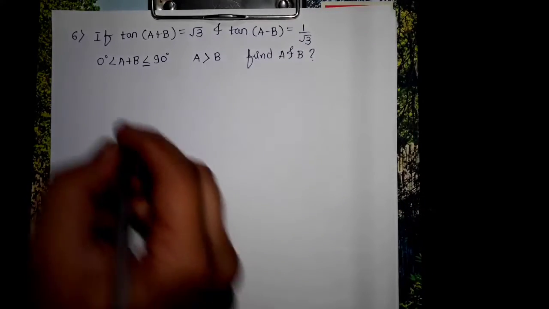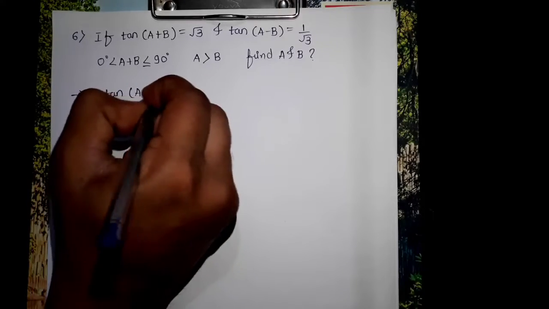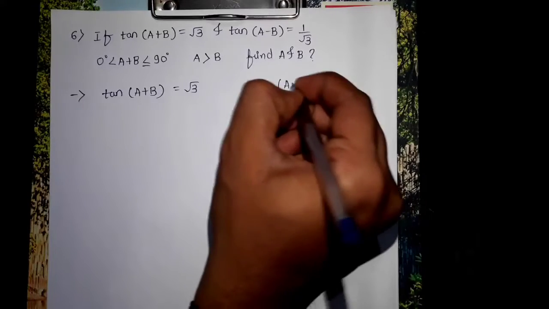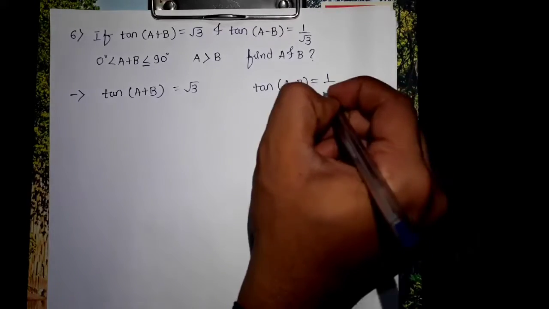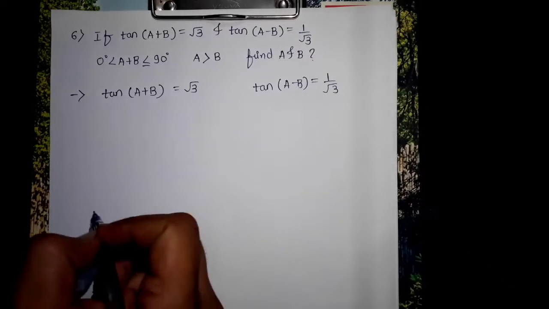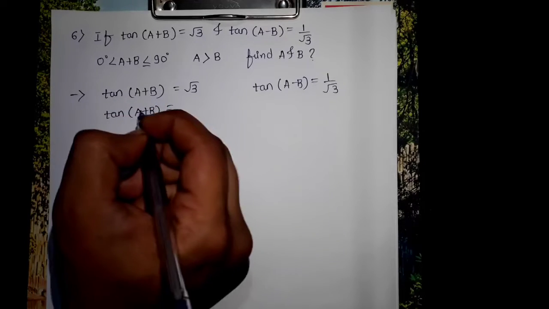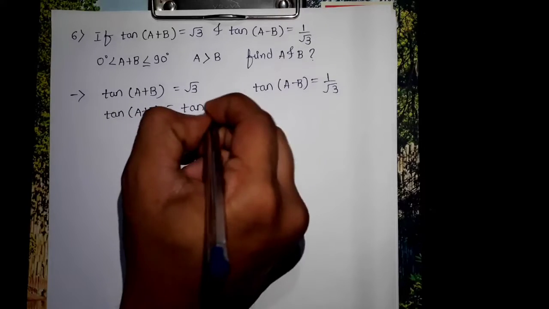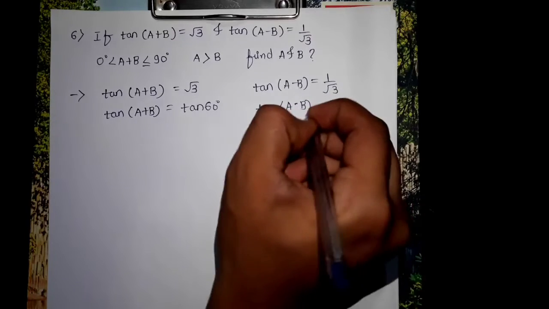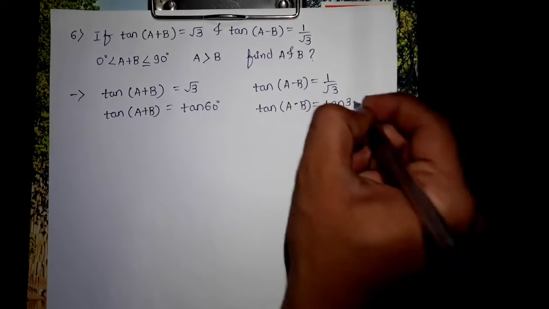What all we have given here? Tan of a plus b is given, that is equal to root 3. Again tan of a minus b is given, that is equal to 1 by root 3. In a trigonometric table, tan of which value is root 3? Remember the value. It is tan 60 degree. Similarly here also, tan of a minus b. Tan of which value is 1 by root 3? It is tan of 30 degree.